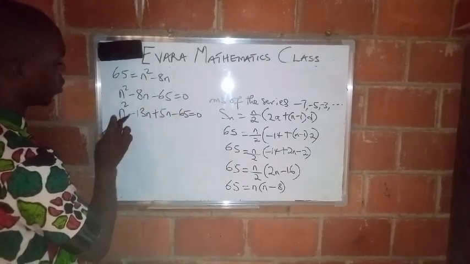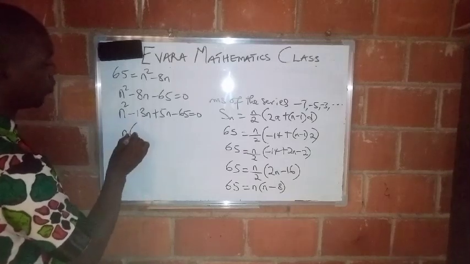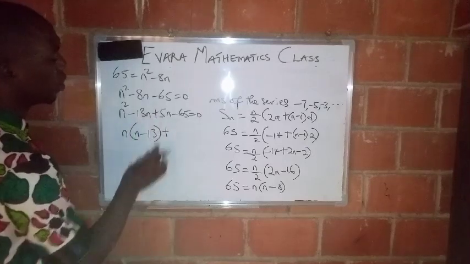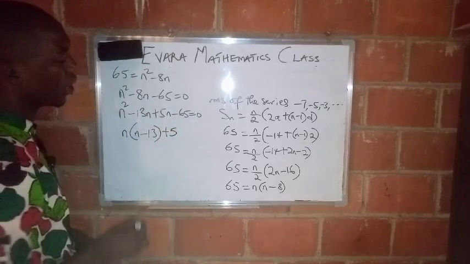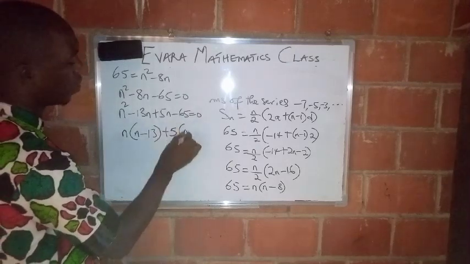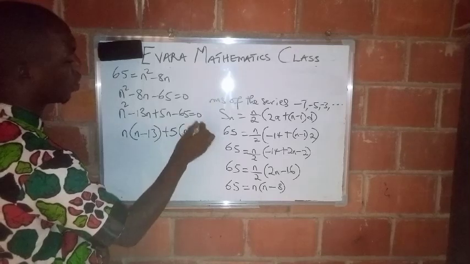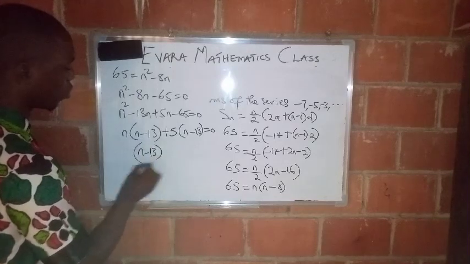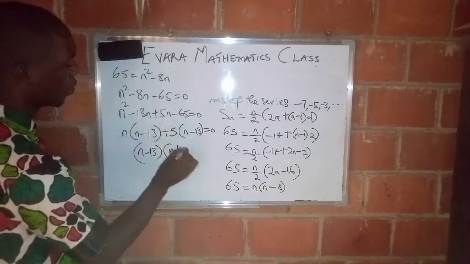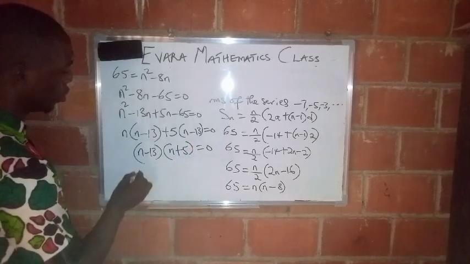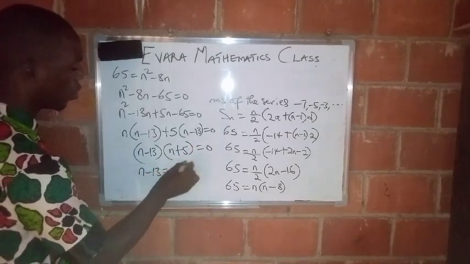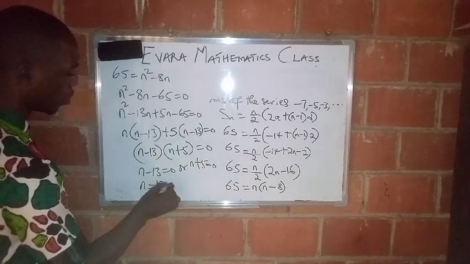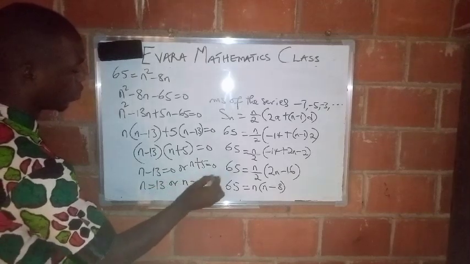So n is common to these two. Here we are left with n minus 13. You bring down the positive sign, 5 and 65. 5 is the highest common factor. Then n minus 13, 5 divided into 65 is 13, equals 0. So this and this are the same. You take n, then the ones outside the bracket, you take 5 also, equals 0. So n minus 13 equals 0, or n plus 5 equals 0. So that means n equals 13 or n equals -5.